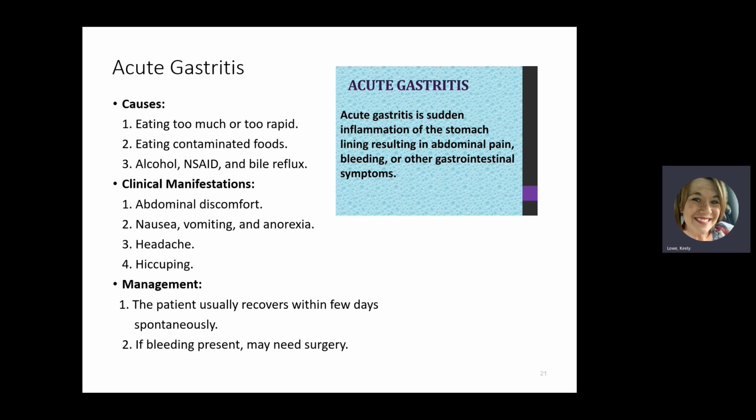Could be headache. Okay, again, we become dehydrated many times. Could even cause hiccuping. Again, eating too much, eating too large a quantity, taking in lots of air. How do we manage it? Patient usually recovers within a few days, but if our patient is having vomiting and diarrhea, they can become very dehydrated. So again, making sure that patients are staying hydrated.